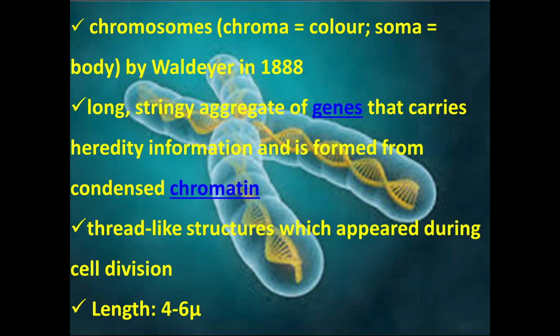Also, chromosomes vary both in number and structure among organisms, and Sutton and Boveri in the year 1902 suggested that chromosomes are the physical structures which act as messengers of heredity, and the length ranges from 4 to 6 micrometres for each chromosome.